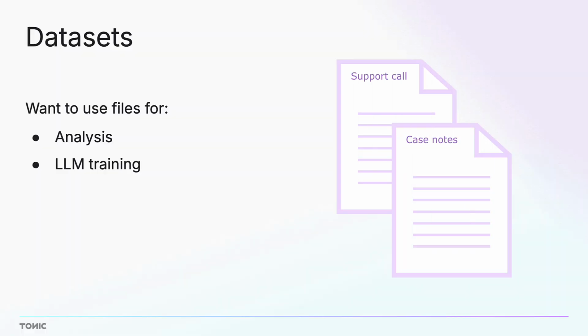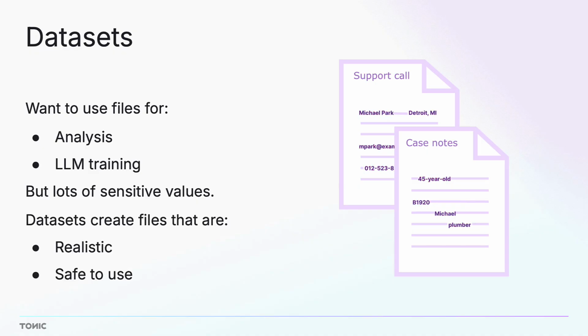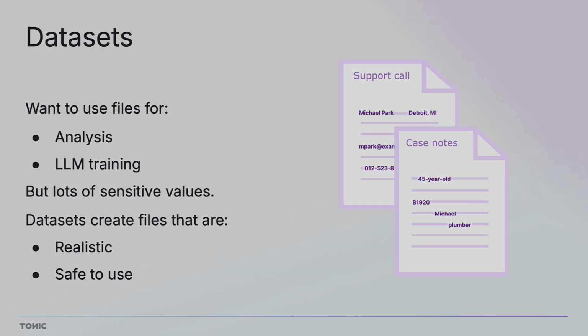For example, you might use a dataset when you have a large volume of files that contain customer support conversations and case notes, and that you want to use for analysis or to train an LLM. However, those files contain values such as names, addresses, and identifiers that you cannot expose. A textual dataset produces transform files that are both realistic and safe to use.